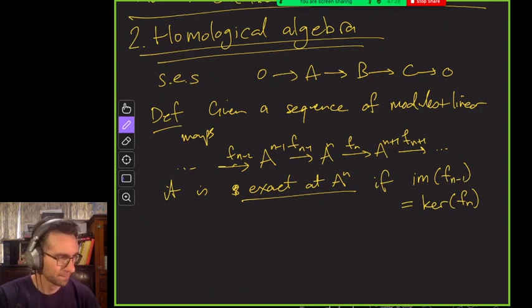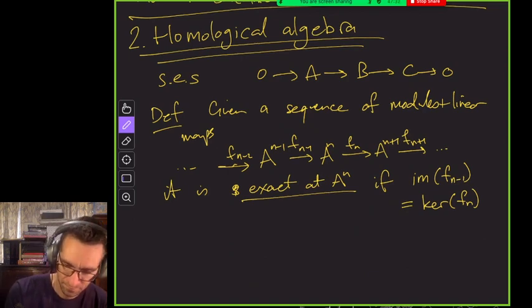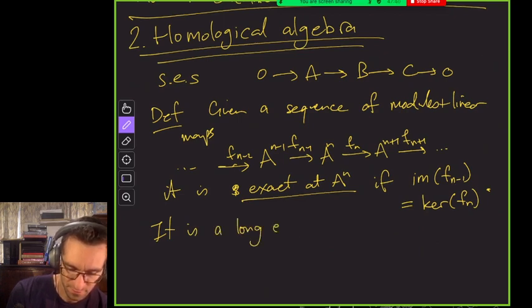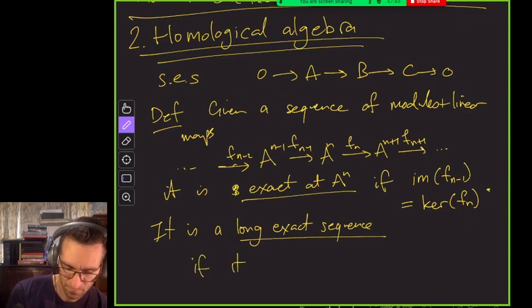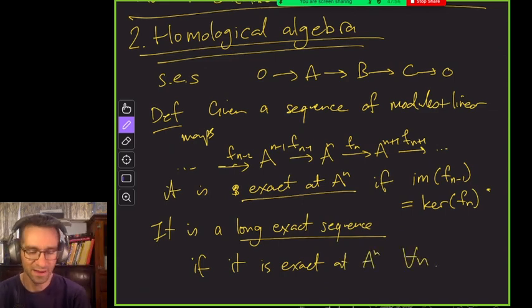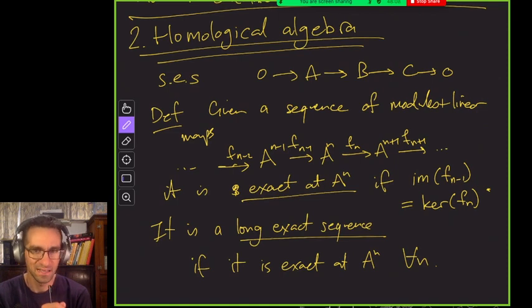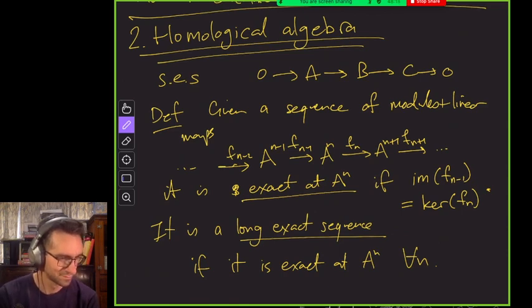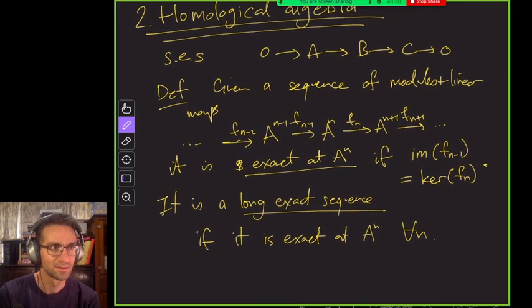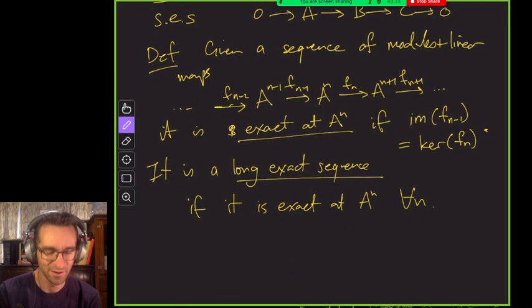So then, we might say it's a long exact sequence if it's exact at A_n for every n. So this means that the image of every map is precisely equal to the kernel of the following map for every map in the sequence. So I think maybe it was Chris who was itching to get to this idea. I can't remember.